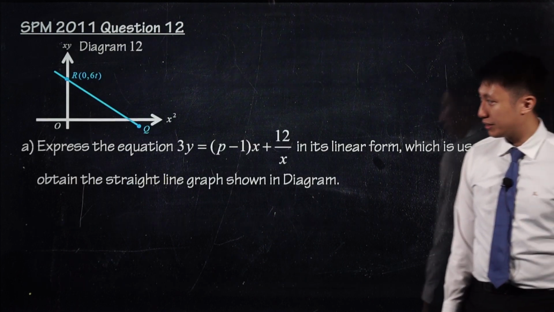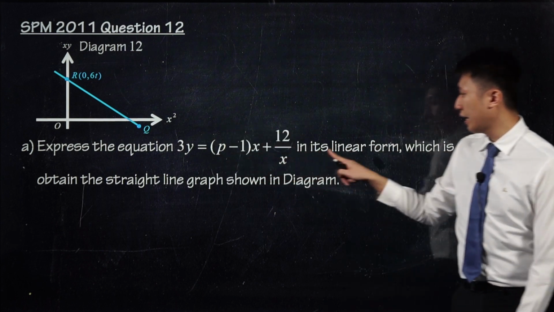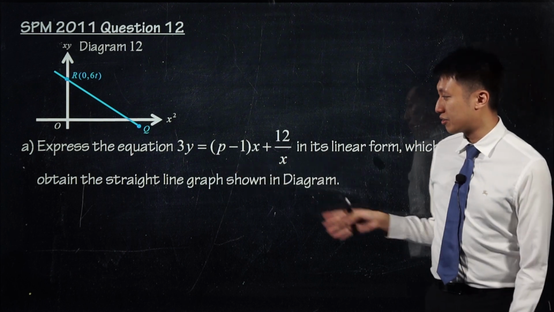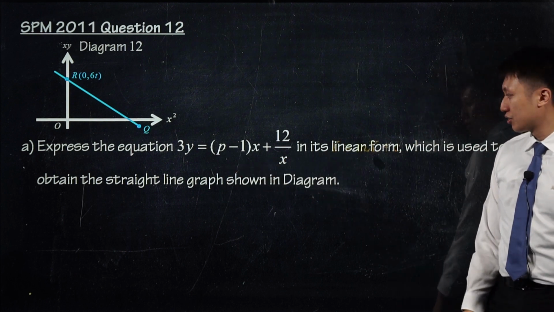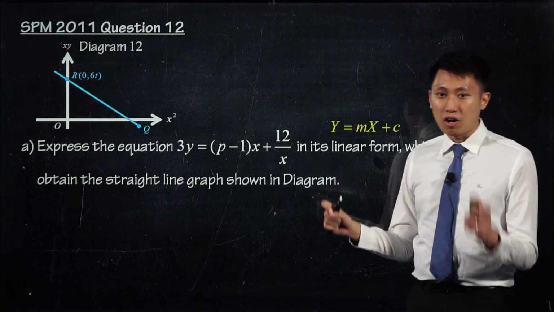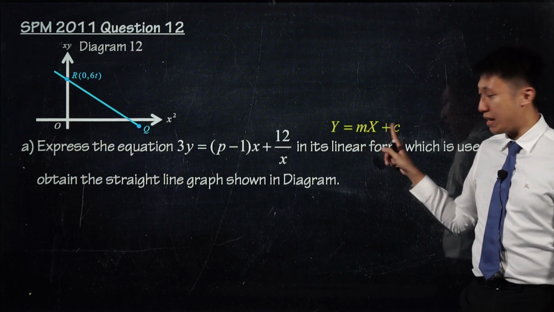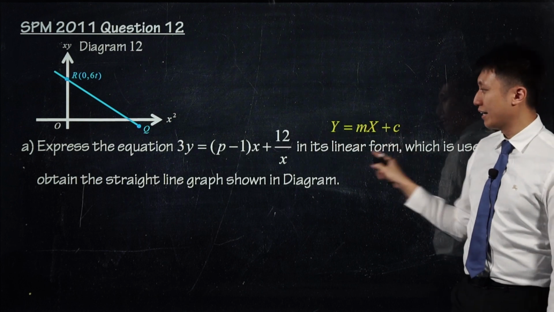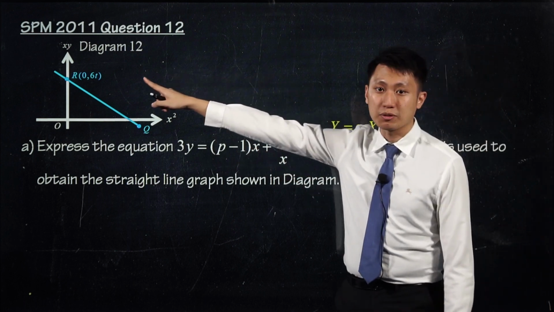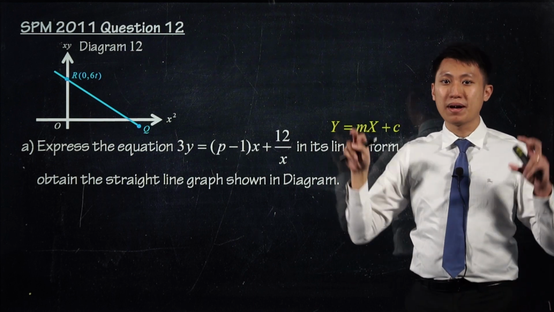Okay, so let's do it. Express this equation in its linear form, which is used to obtain the straight line in the graph shown in the diagram. Linear form means y equals mx plus c. But normally in SPM, other than requiring you to find the m and c, they want you to write it in this kind of pattern, with the capital Y replaced by xy and the capital X replaced by x squared. That's what they mean by linear form.